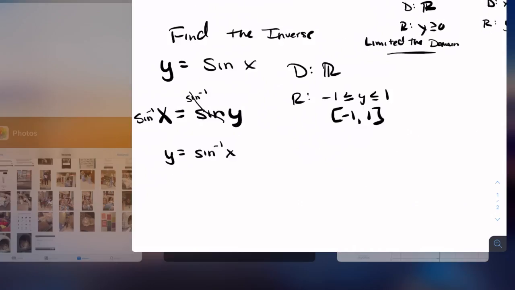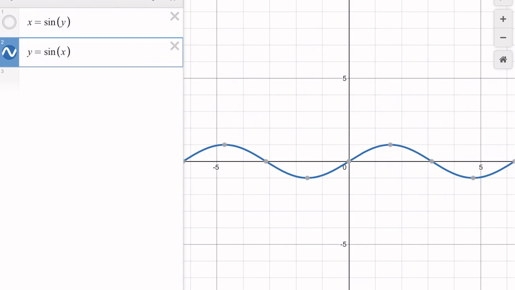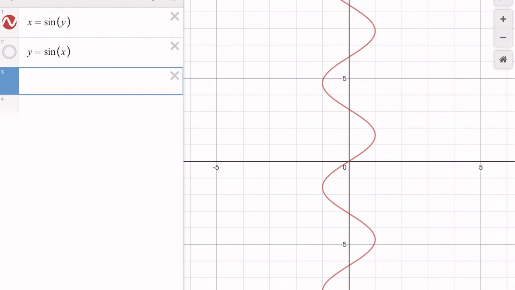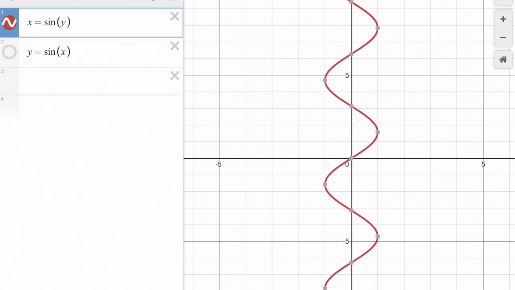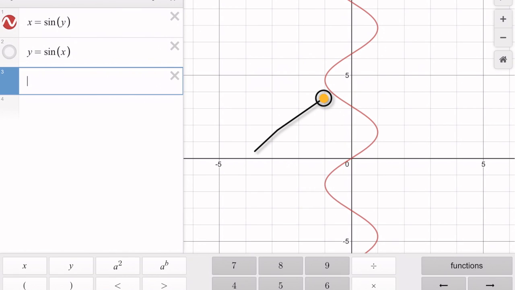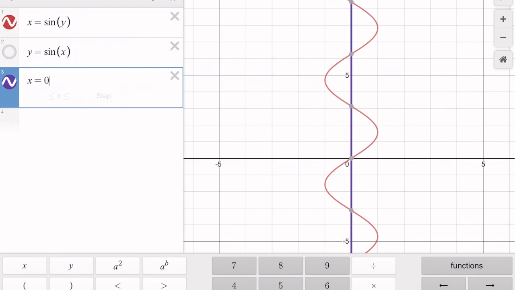Now I'm just going to go to Desmos, and here we have our sine function from -2 pi to +2 pi. If we look at this, it does not pass the horizontal line test. Subsequently, if we graphed x equals sine y, we're switching the x and the y, so we get our oscillating function over the y-axis. The problem here is this is not a function. This doesn't pass the vertical line test. If I said x equals 0, we see, obviously, that it doesn't pass the vertical line test.